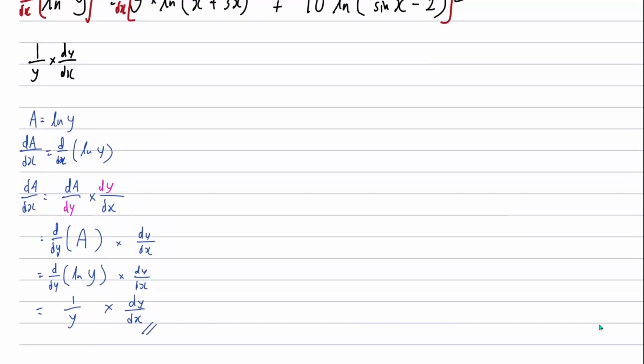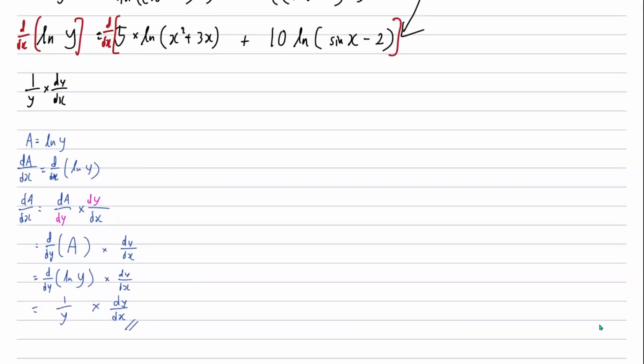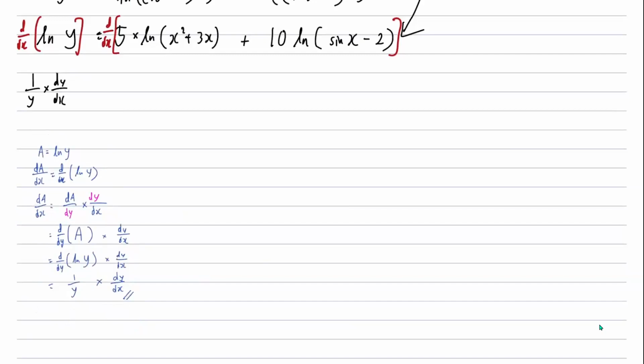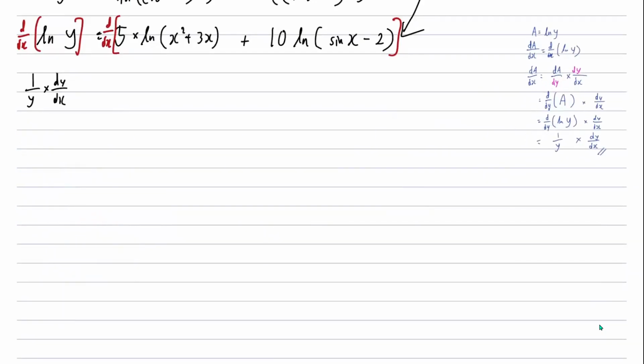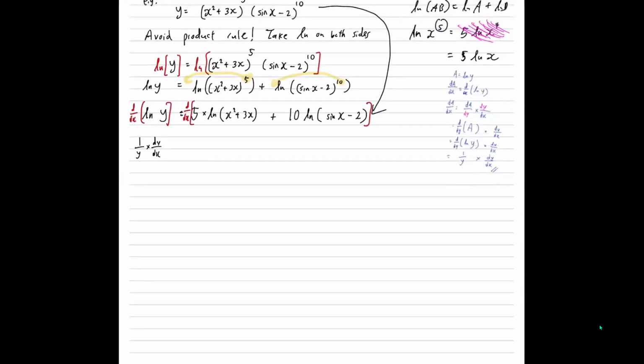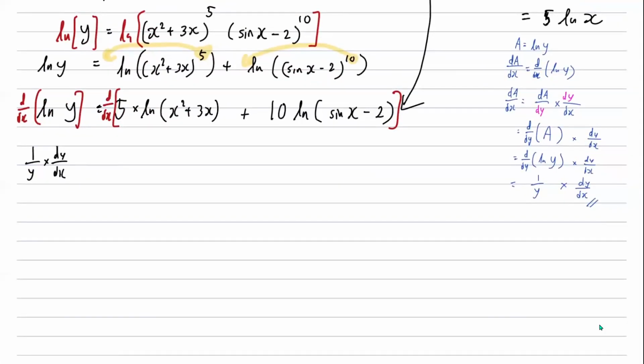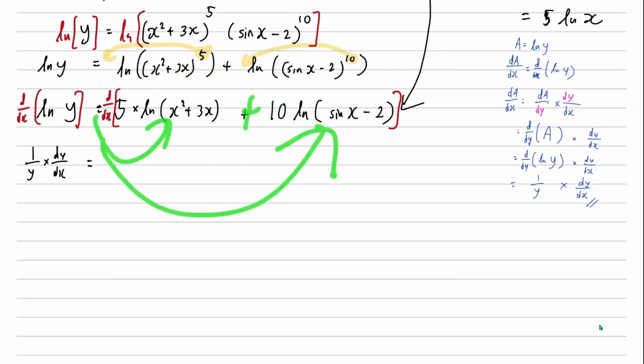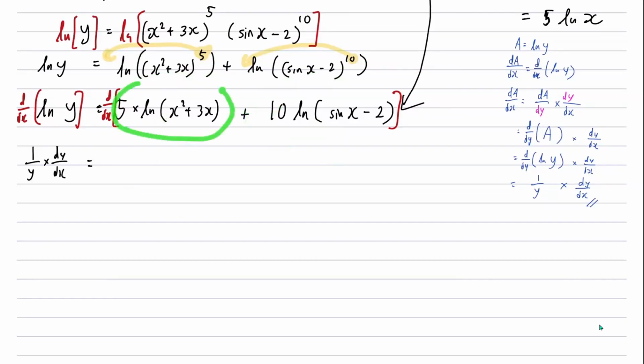So one line. Don't need to write so much. Don't need it so long-winded. Shrink it down, toss it aside. You need to see it one time and just do it. ln y gets 1 over y times dy by dx. How about this guy? When you differentiate two separate terms with a plus in between, you just differentiate term by term, right? So let's differentiate this 5 times something. What happens when you have 5 times? Just factor it out. Then d by dx of the ln of x squared plus 3x.